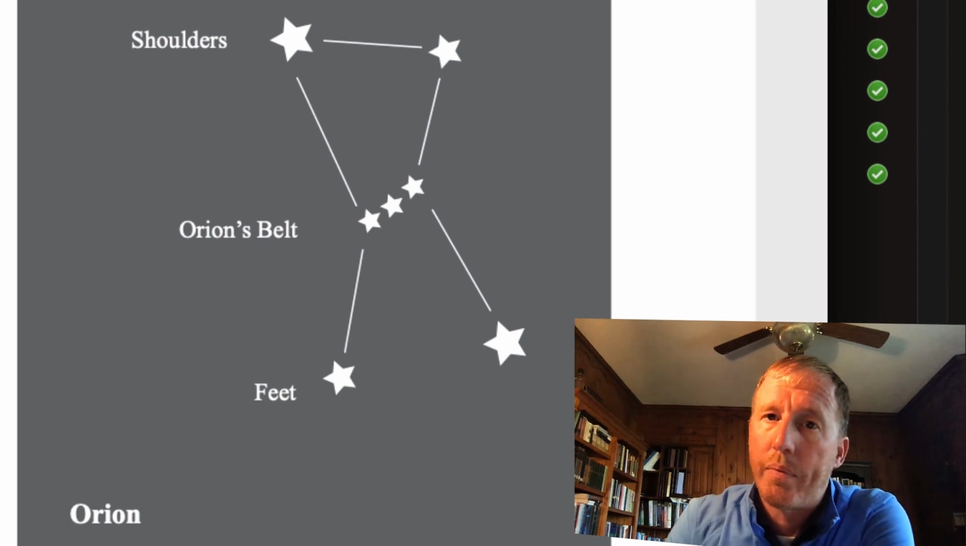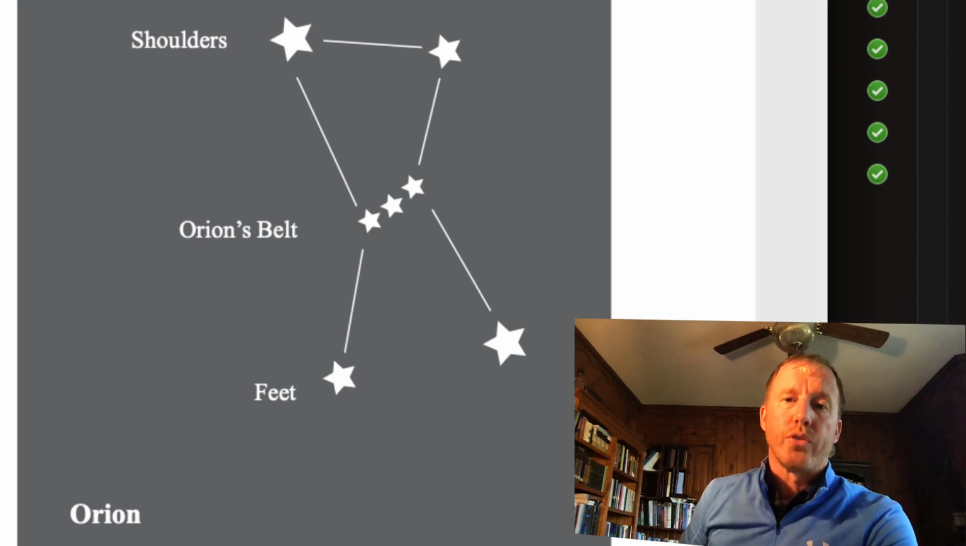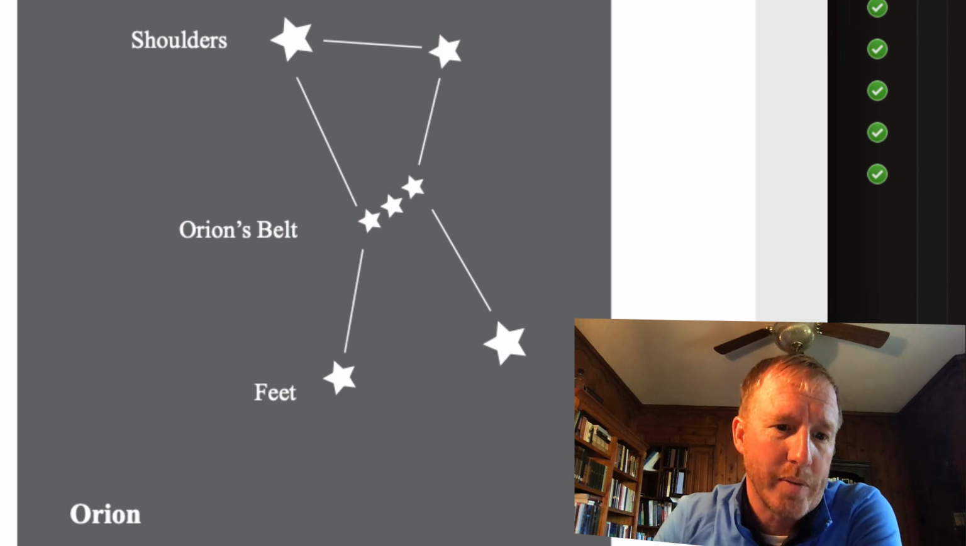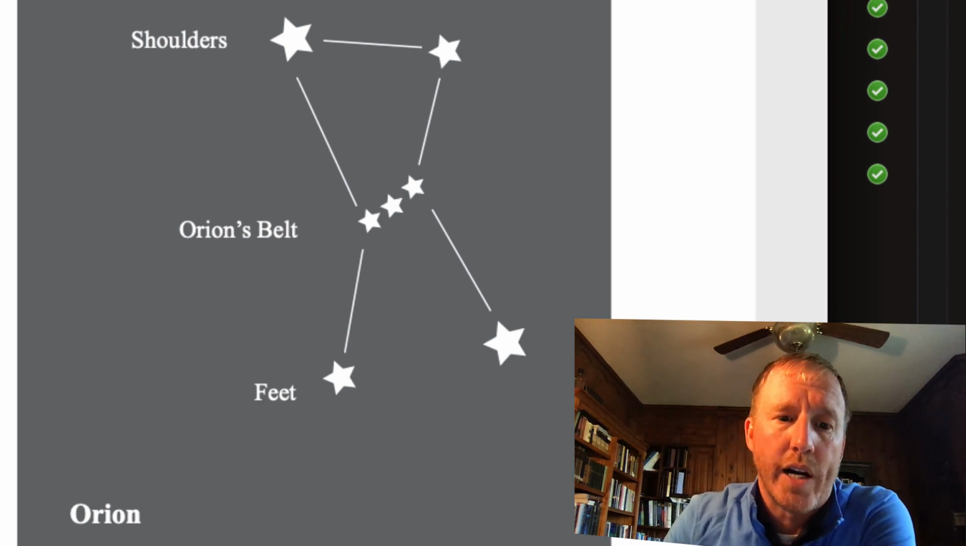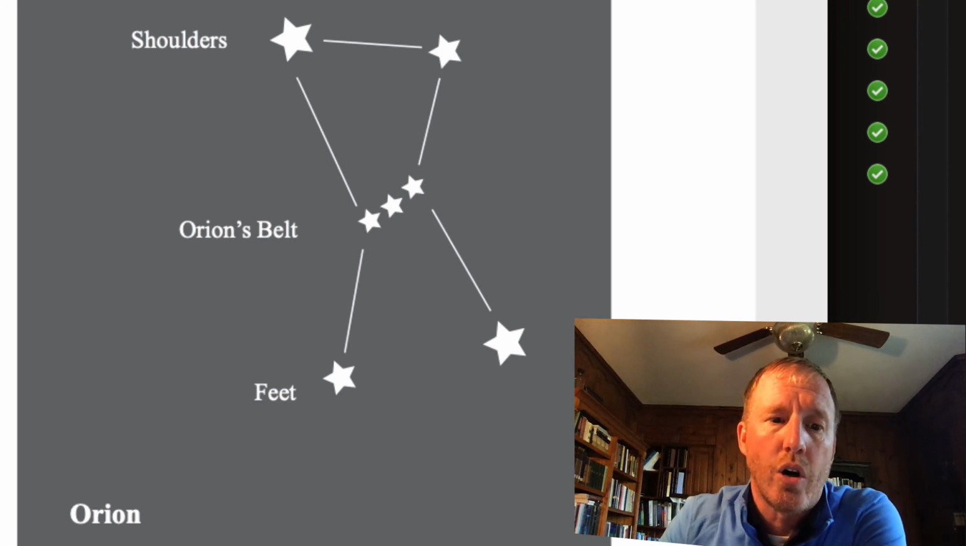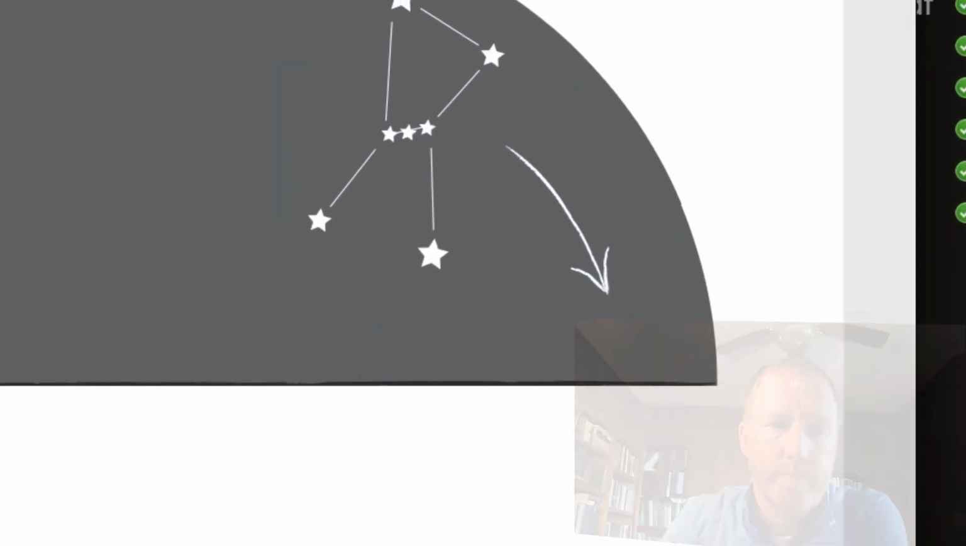And many of you have probably seen Orion. If you haven't, don't sweat it. That's why you're in Introduction to Astronomy. Once we know how to find Orion, we will use him to locate all of the rest of the stars.